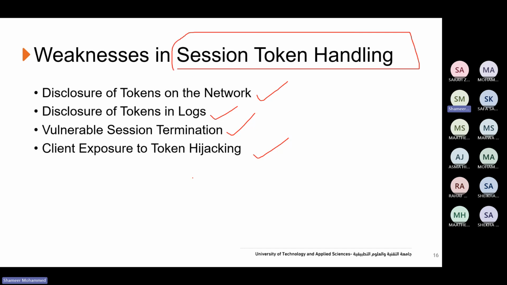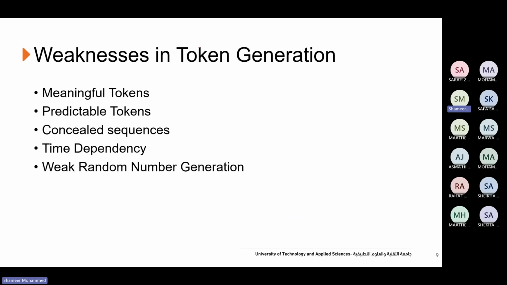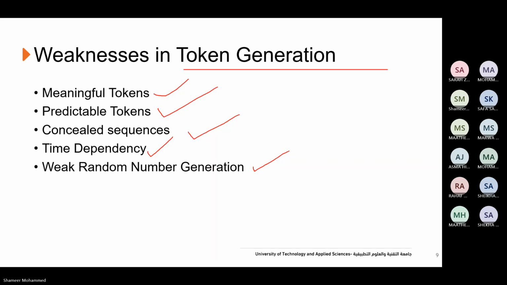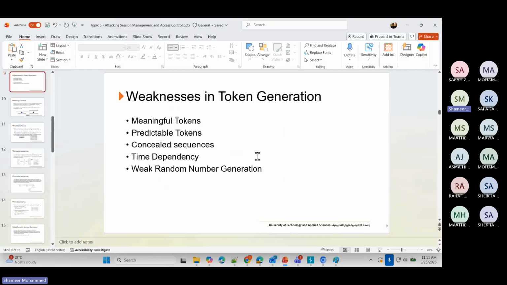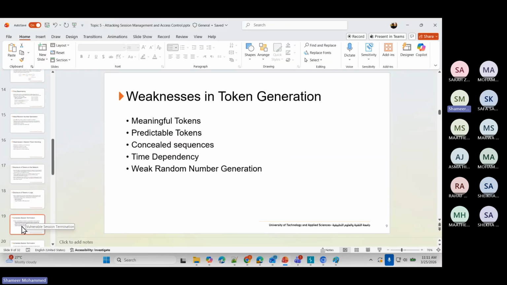Previously, what I said, weakness in generating the tokens. That is, you generate the token, but it must be very strong: not meaningful, not predictable, not concealed, not in the form of time, not in the form of random. So these are the two basic things that you should keep in mind. Weakness in generation and weakness in session handling.